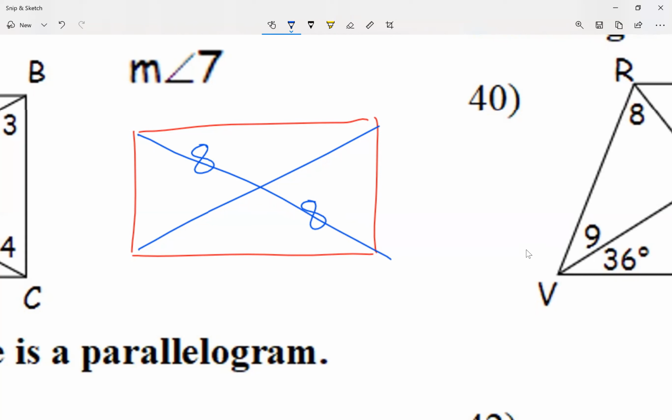Every parallelogram, that's what happens. But the interesting part of a rectangle is that the other diagonal is also the same length. So this side is 8 and this side is 8. Okay, that's going to happen in rectangles only. Squares, it happens as well, but because a square is a rectangle.